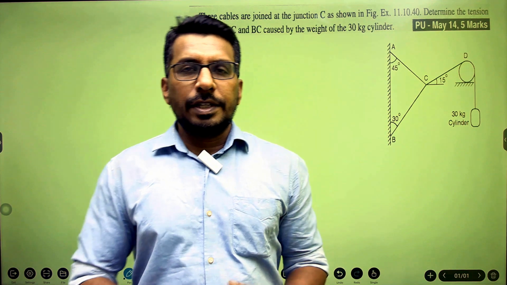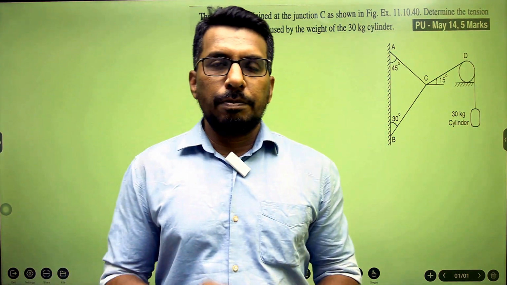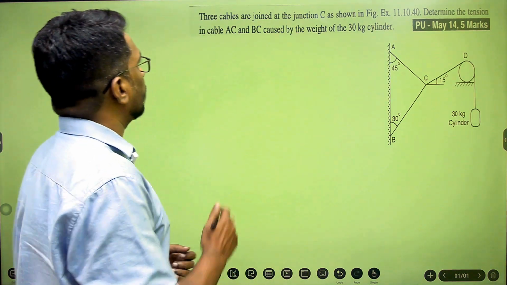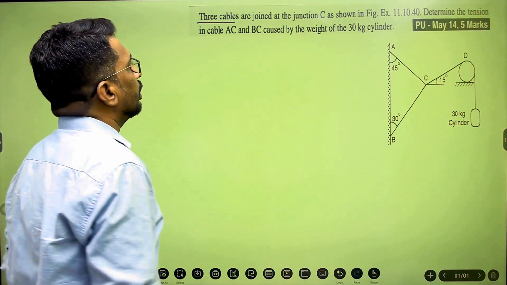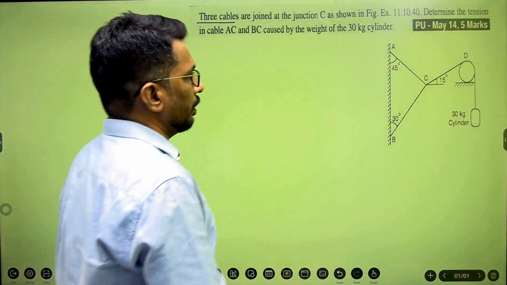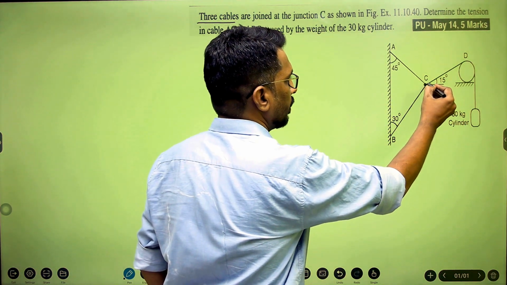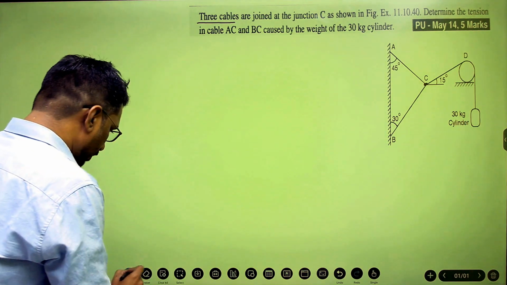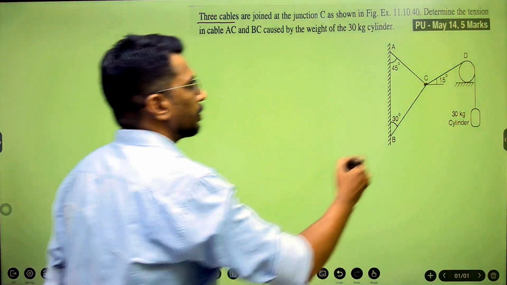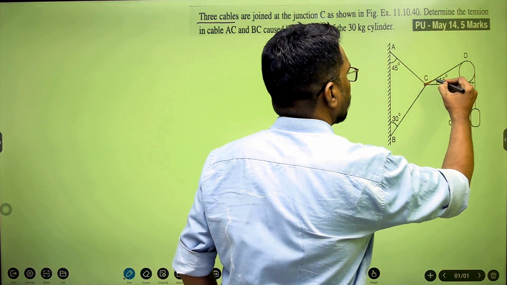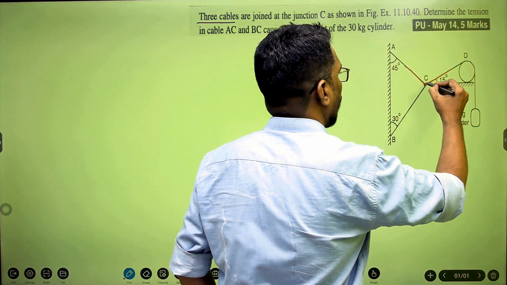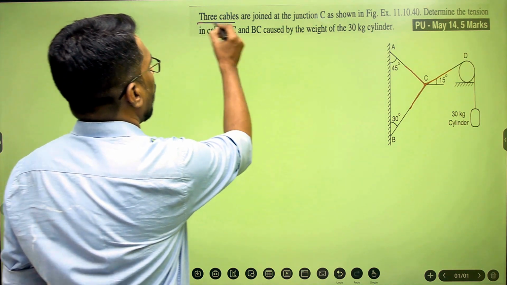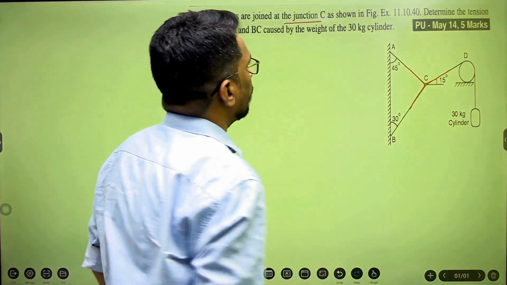So now we will see a next question which is based on the application of Lami's theorem. In this question they have mentioned that there are three cables which are joined at the junction C. So this is the junction C and you can see there are three cables. I'll mention it over here with a different color. Let this be 1, this is 2 and this is 3. So there are three cables joined at the junction C as shown in the figure.